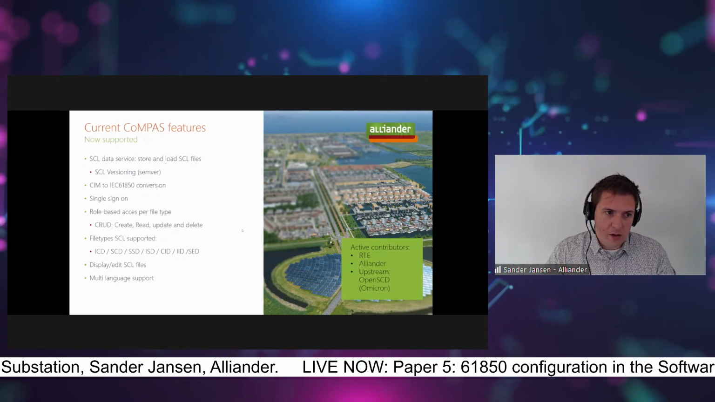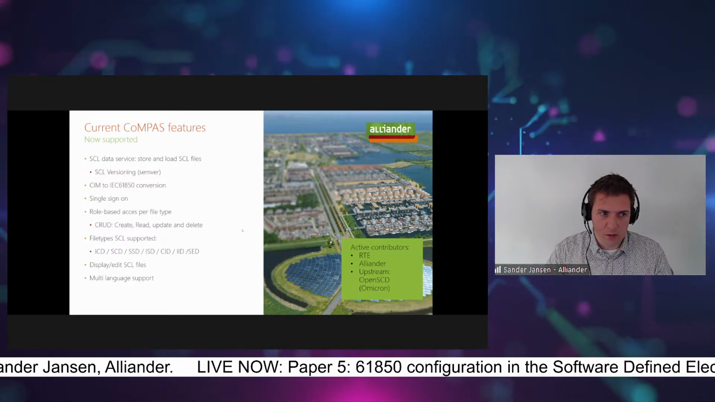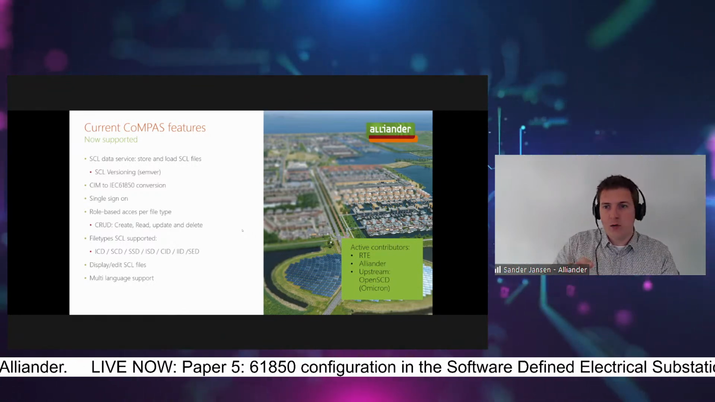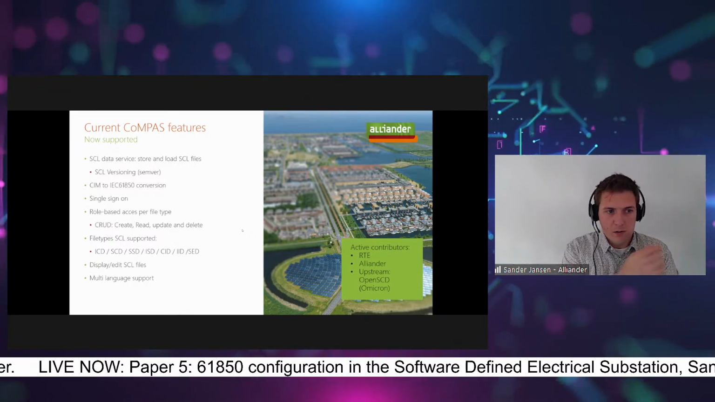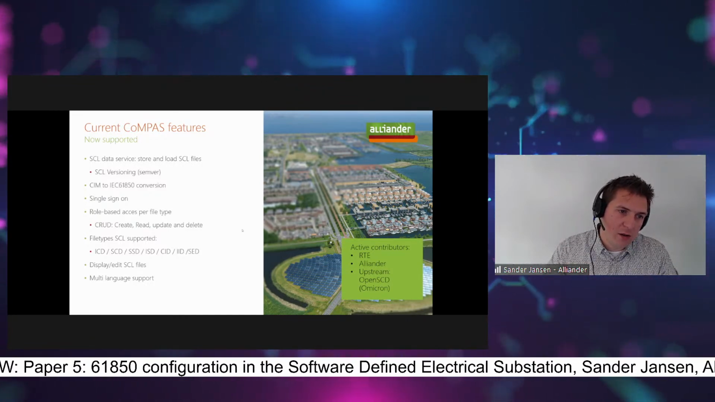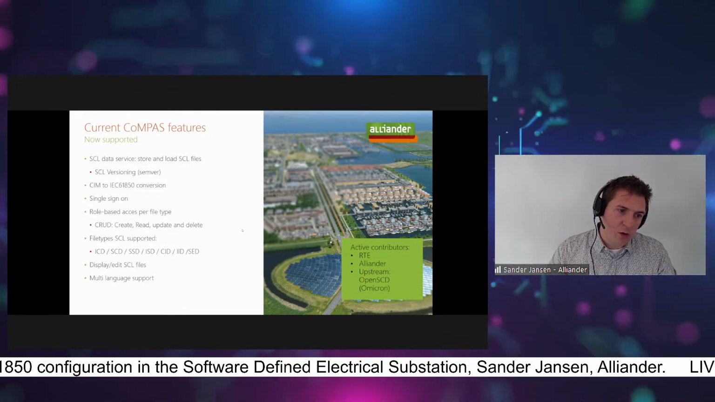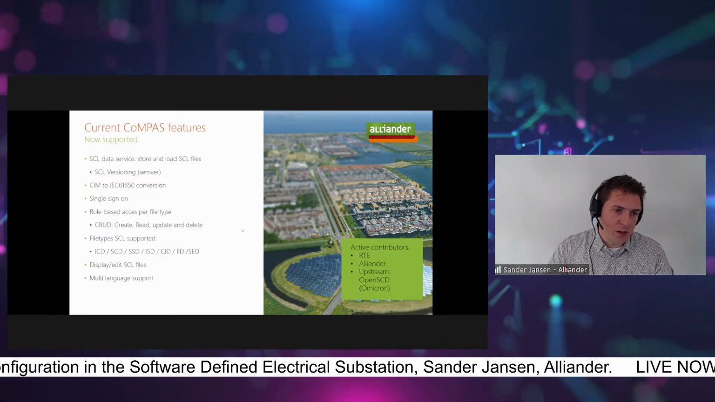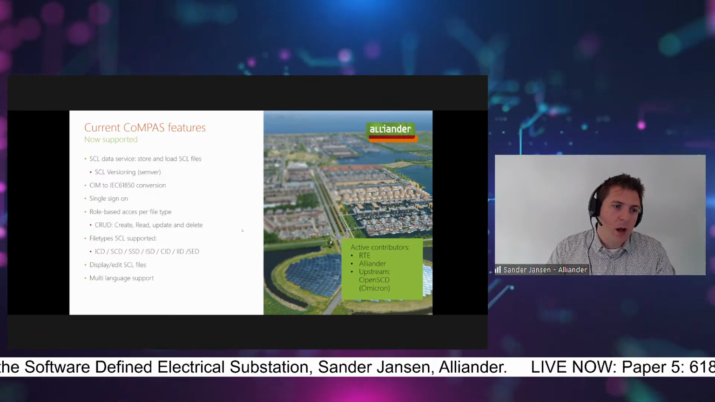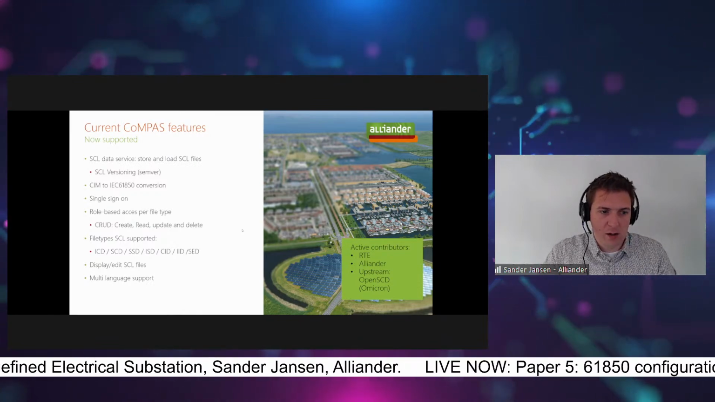We added a security layer because I think it's important to keep track of what's going on with your configurations. So if you go to the server now, you get redirected to an identity server, and then you get your rights. So we also have role-based access per file type. We're currently supporting all the SCL types, and per type you can set the read, create, update, and delete rights.